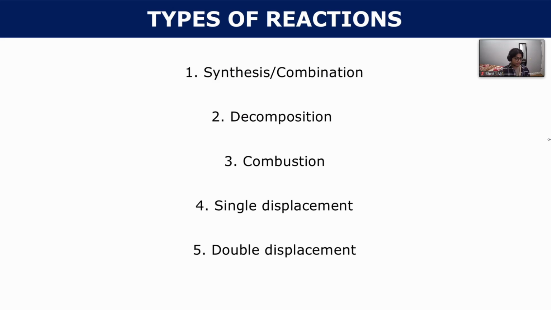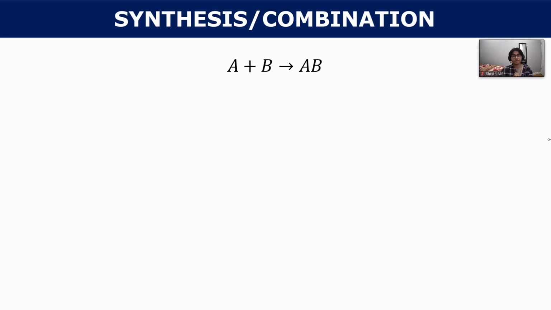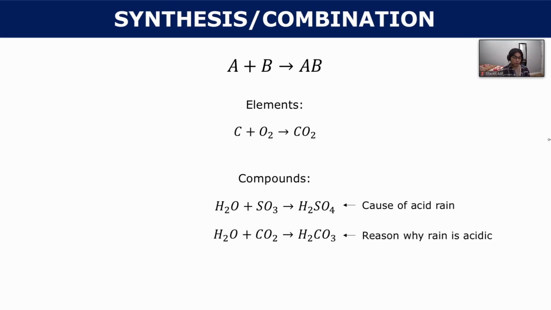Let's start with synthesis slash combination reactions. And they're in the general form A plus B produces AB. So A and B could be elements, so carbon and oxygen produce carbon dioxide, or they can be compounds like water and sulfur trioxide to produce H2SO4, or water and carbon dioxide to produce carbonic acid. And interestingly, these two compounds are results of why rain is acidic.